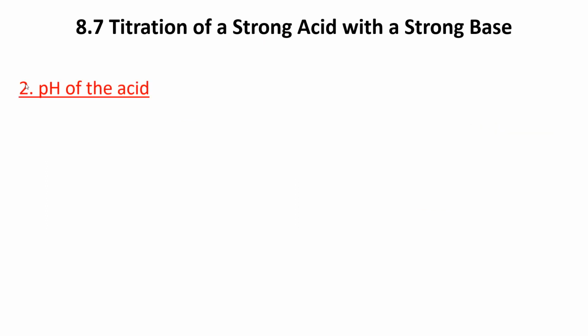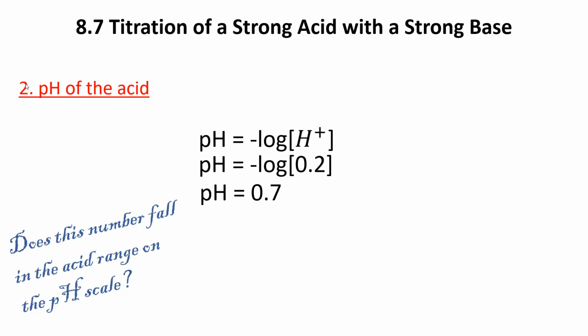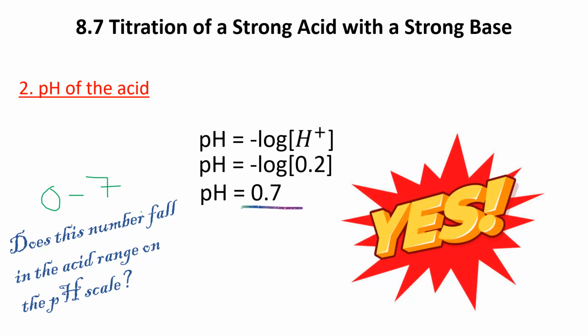So first thing we're going to do is the pH of the acid. And this is going to be really easy because HCl is a strong acid and we already know its concentration is 0.2. We can simply take the negative log of 0.2 and we get an answer of 0.7. Now we have to ask ourselves, does this number fall in the acid range on the pH scale? Acid range is 0 to 7. So the answer would be yes, it does fall in that range. So we can keep that answer.